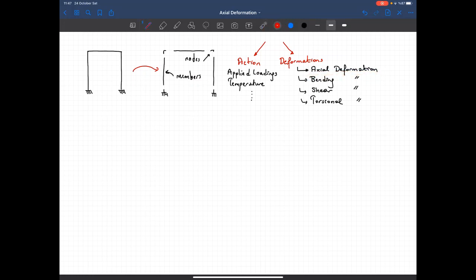So let's take a look at it. Now our aim here is, let's write the axial deformation. Our aim is to come up with a relationship at member level, okay? A relationship between the axial force and the corresponding axial deformation. So let's draw a member. Let's say that this is my member, and I apply an axial force to it, P, okay?